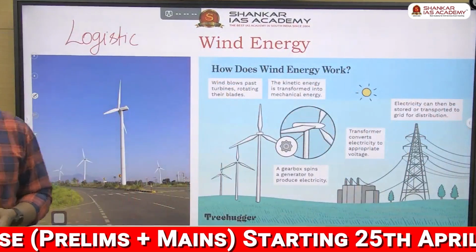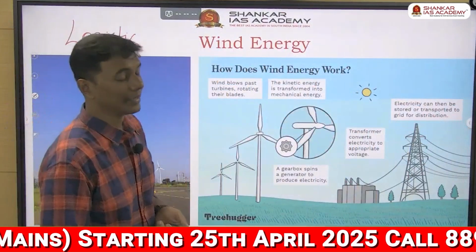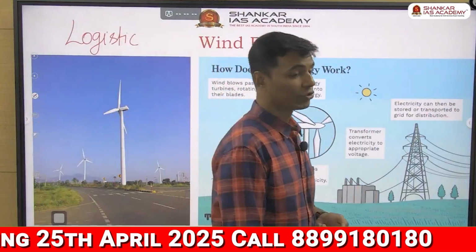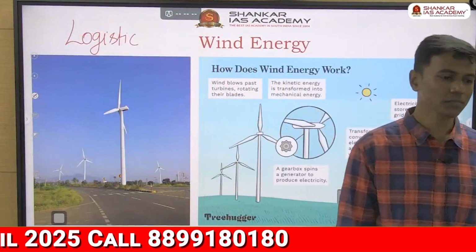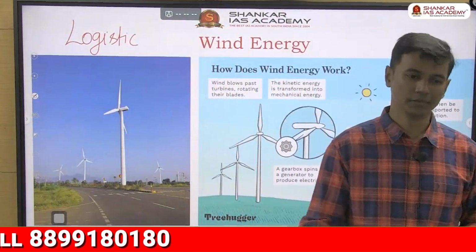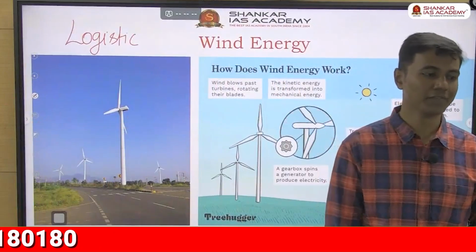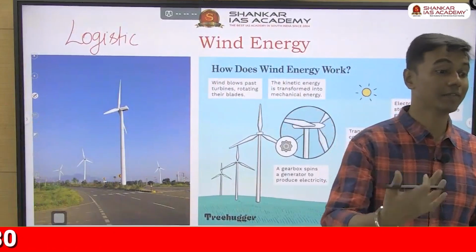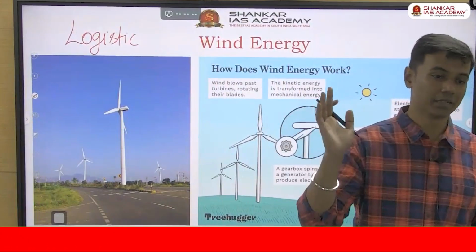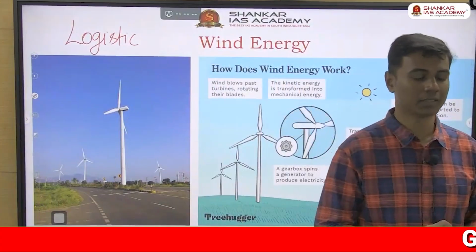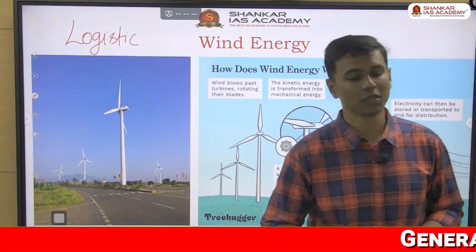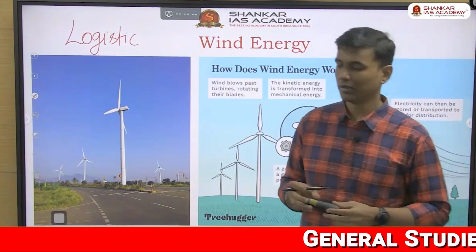And the disadvantages: it can affect migration of the birds. When you put too many windmills, they will find it difficult to fly through them. Many of them may get hit by the windmill and die. Because of that, they will change the path. So it will affect the migratory pattern of the birds.